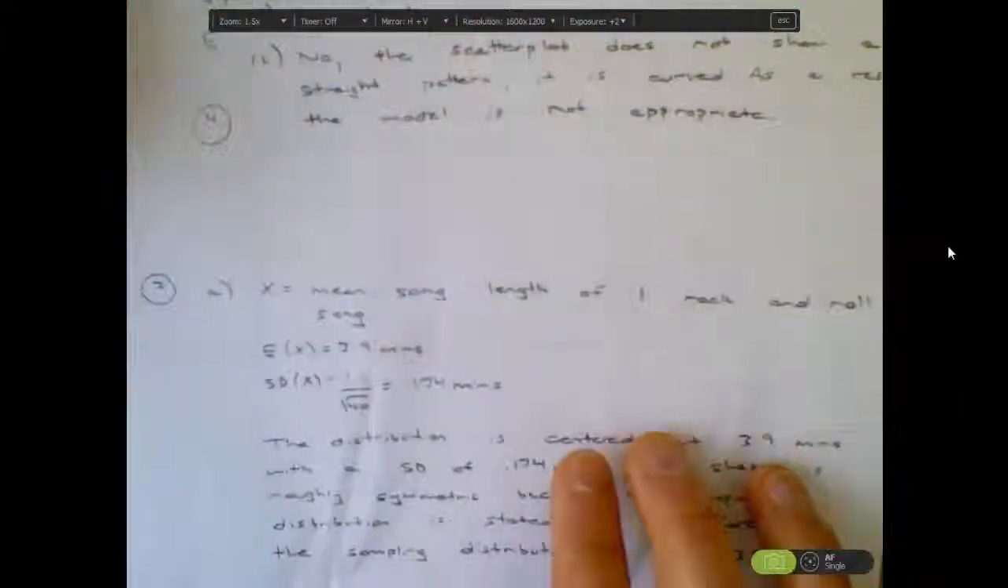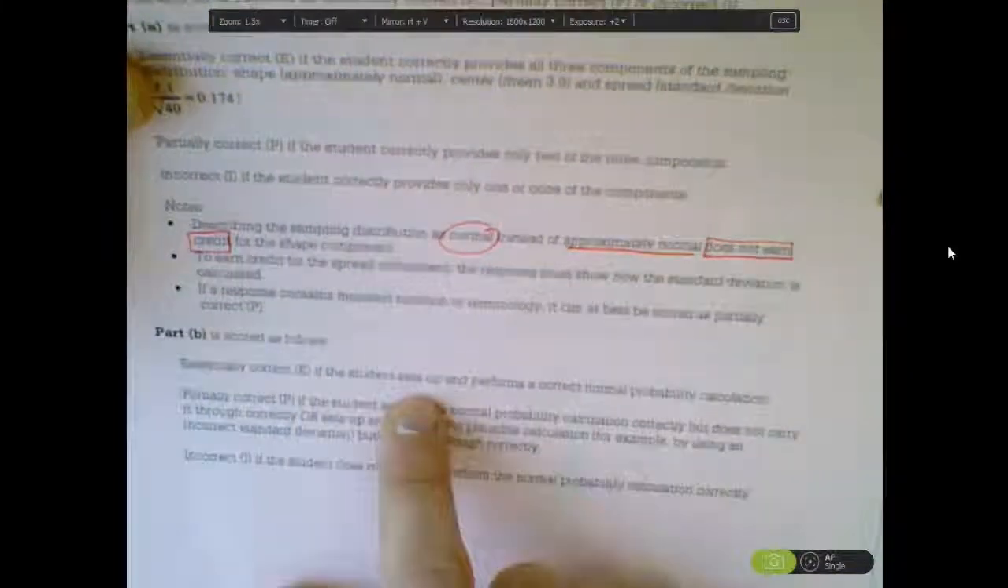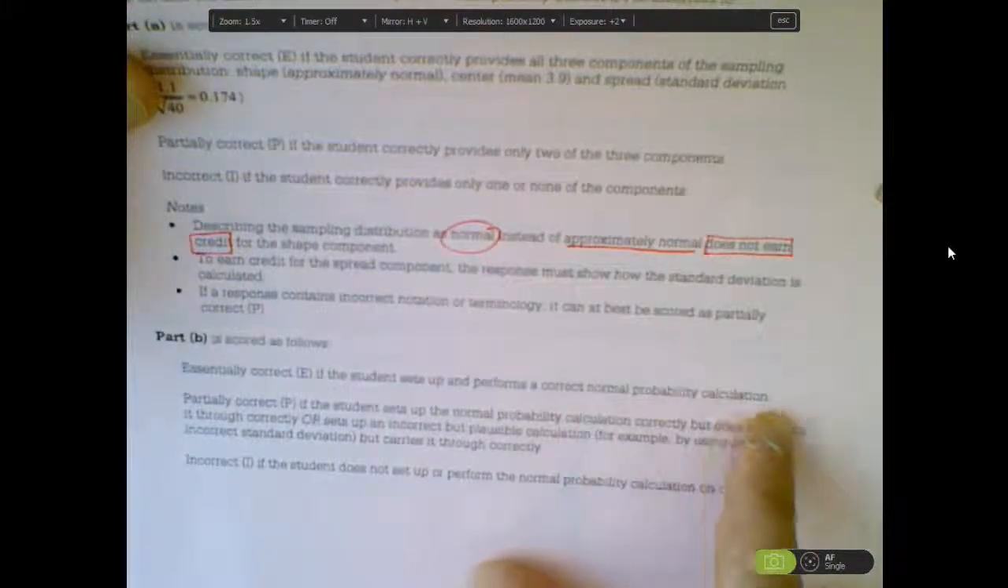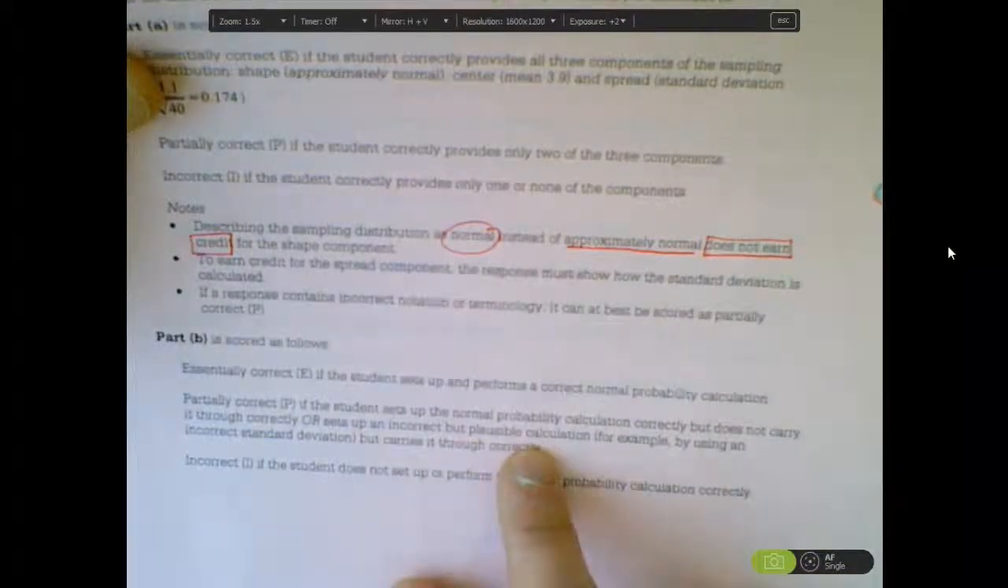So that's why the normal model is going to apply here. Okay, so I've done those three things. I have those three components in part A. That's going to be essentially correct. Taking a look at part B, it's essentially correct if they set up and perform a correct normal probability calculation. It's partially correct if you set it up but don't carry it through, or you set up something incorrect but you carry it through correctly. Part B, there's a couple different ways you can do it, as seen in the rubric.